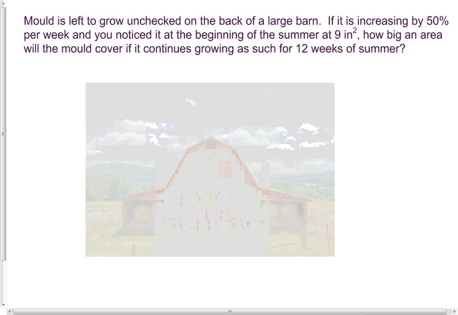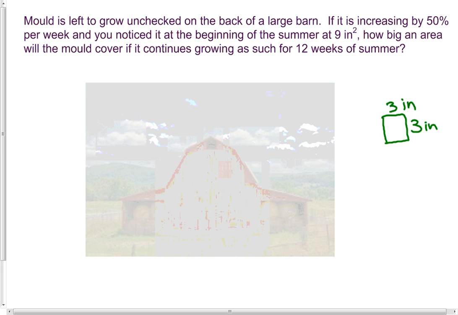Mold is left to grow unchecked on the back of a large barn. If it is increasing by 50% per week, and you noticed it at the beginning of the summer at 9 inches squared. So maybe your little patch of mold was 3 by 3. Whatever, you could eyeball it and say it was 9 inches squared. How big an area will the mold cover if it continues growing as such for the 12 weeks of summer?